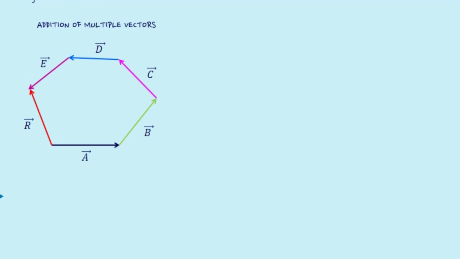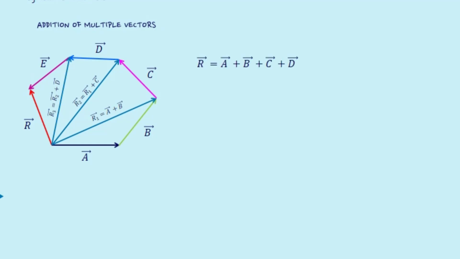To show that this law can be explained using the triangle law, we can break the polygon into a number of triangles. From the figure, we can find that the resultant of A and B is R1. Then the resultant of R1 and C is R2. Then the resultant of R2 and D is R3. And finally, the resultant of R3 and E will give the resultant of all the vectors R.